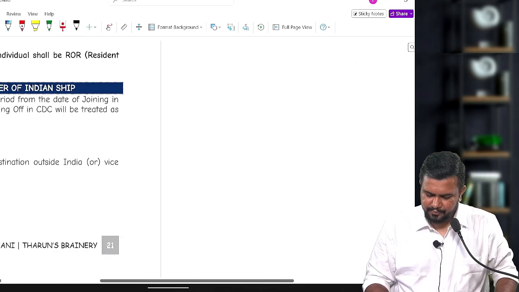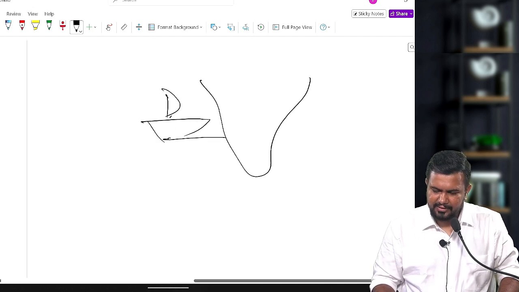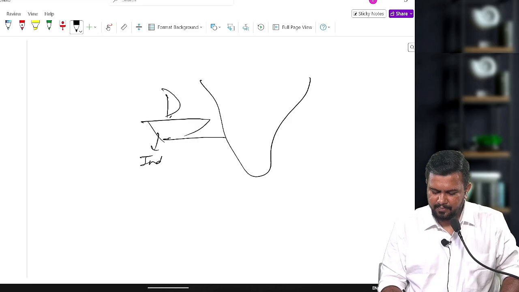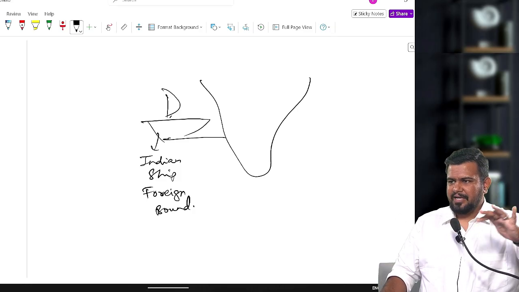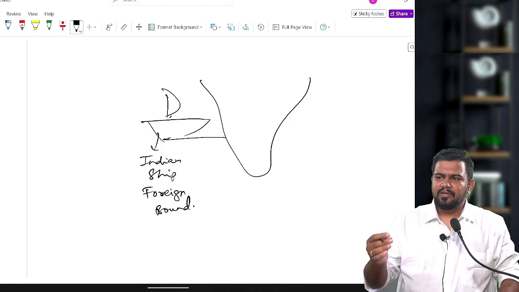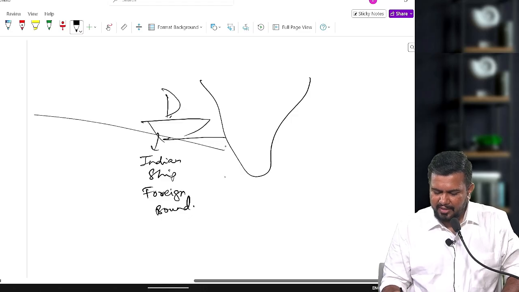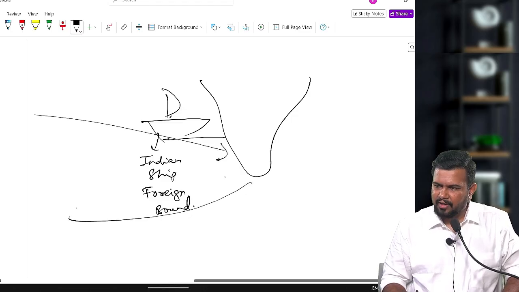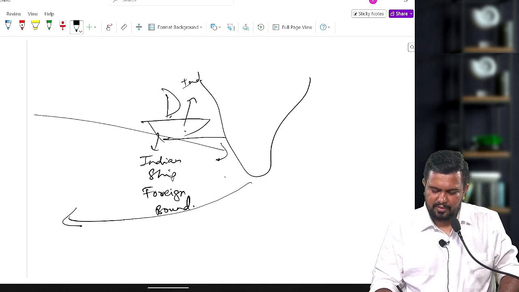Now listen to me, it is very, very simple. There is a ship. This ship is an Indian ship. However, it is foreign bound. Foreign bound means it goes to a foreign country and comes back from a foreign country. And this foreign bound ship is on an eligible voyage. Eligible voyage means either coming from a foreign country to India or going from India to a foreign country. That is the only eligible voyage. And in this Indian ship, there is an Indian citizen crew member.